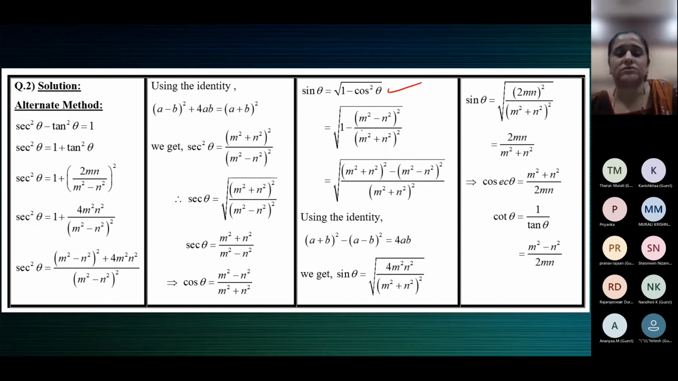This is the formula: 1 minus cos square theta. So cos square theta means you have to square the numerator and denominator. The numerator is squared, the denominator is squared, and then again LCM, like we did earlier. Now the numerator is of the form a plus b the whole square minus a minus b the whole square, which is equal to 4ab. 4ab means 4m square n square, where a is m square and b is n square.